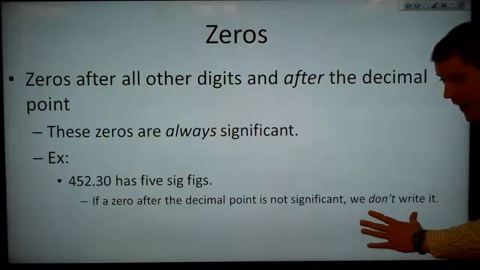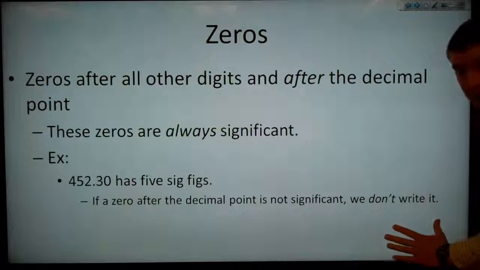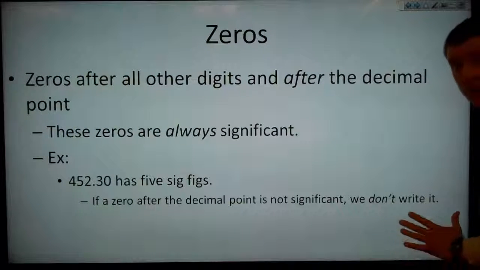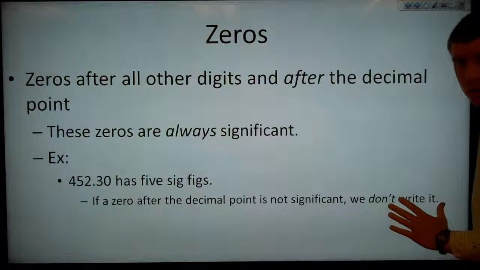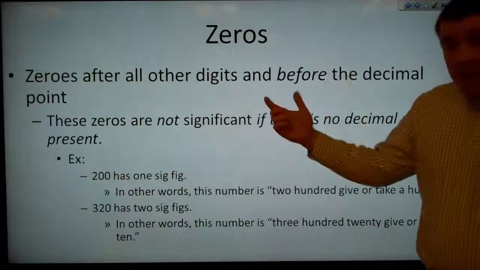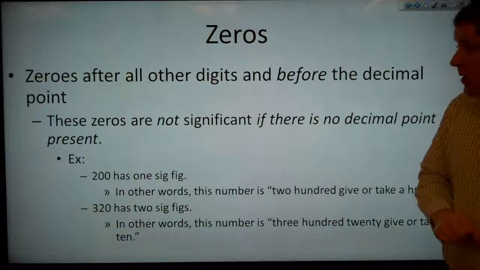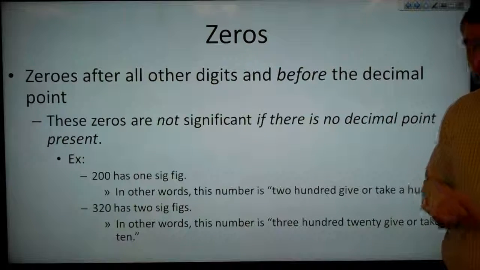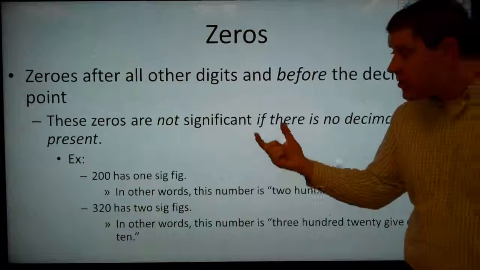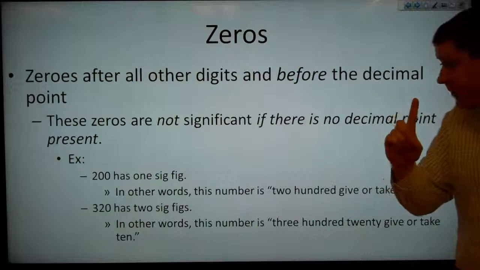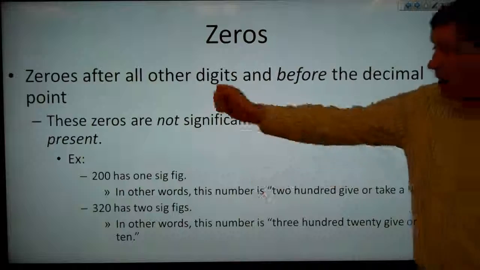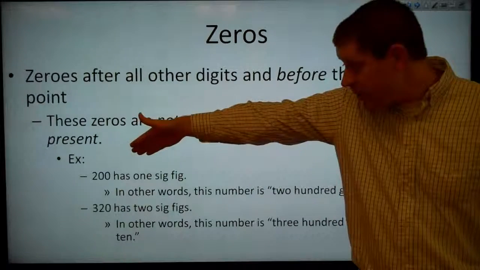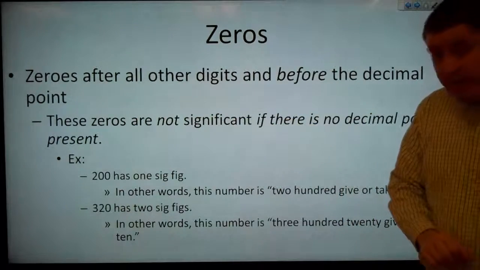Remember that if a 0 after the decimal point is not significant, then we don't write it. If the 0 is significant, then you have to write it. Our last type of 0 is zeros after all other digits and before the decimal point. And these zeros are not significant if there is no decimal point present. So if we have 200 with no decimal point, that has 1 sig fig.